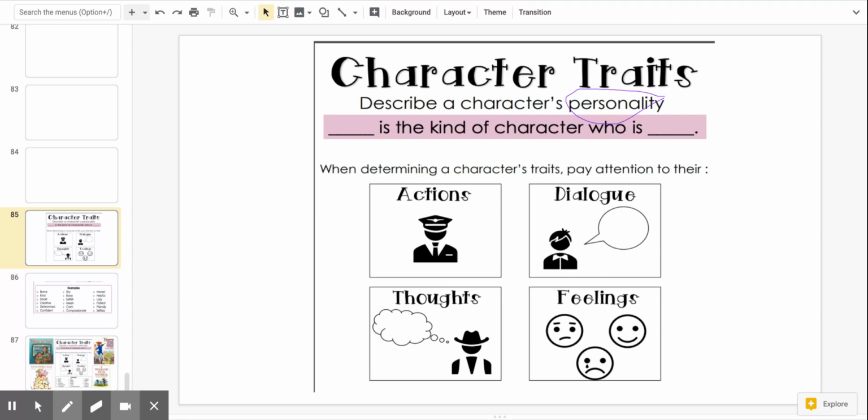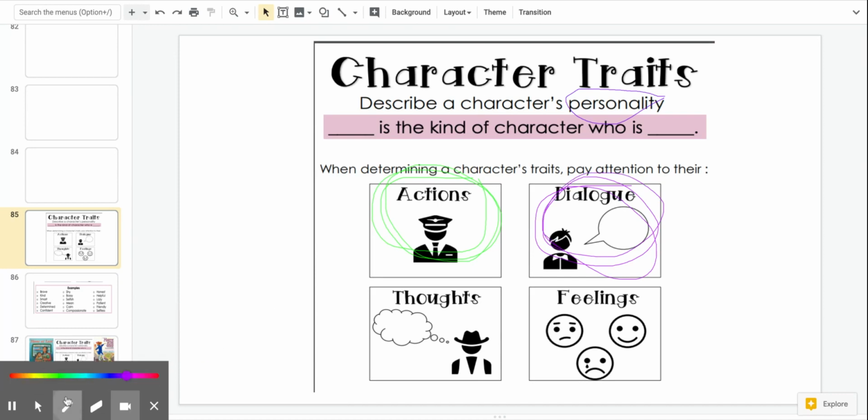And there are four things to think about as you are describing that character. One thing you can think about is their actions. What is it that that character is doing in the story so that I can describe them in a certain way? The dialogue. What words are those characters using that can give me a clue about their personality? Their thoughts. What is that character thinking in the story? And then our last one is feelings. What is that character feeling? Maybe they're very sad. Maybe they are extremely happy.